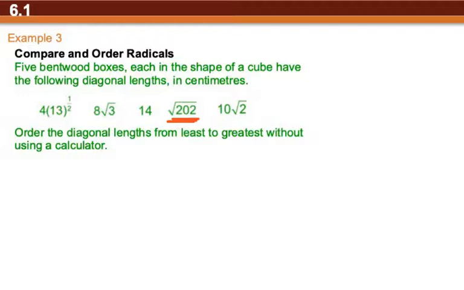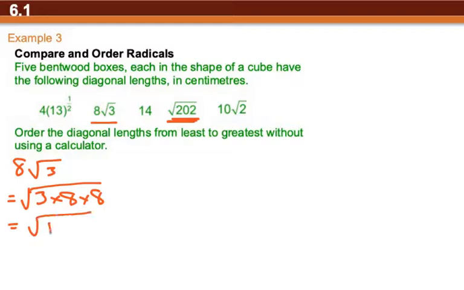Some of them are easier than others, some of them more difficult, but let's just go through the easy ones first. 8 root 3. Well, as an entire radical, we would have had to have 2 pairs of 8 to pull out, so it would have been at one point square root of 3 times 8 times 8. Multiply that out, we get square root of 192. Now I'm going to attempt to write that on top as a reference point.